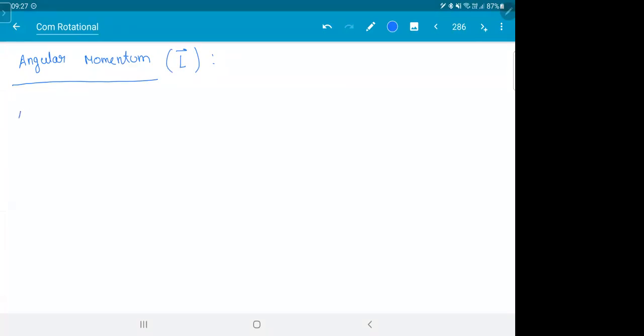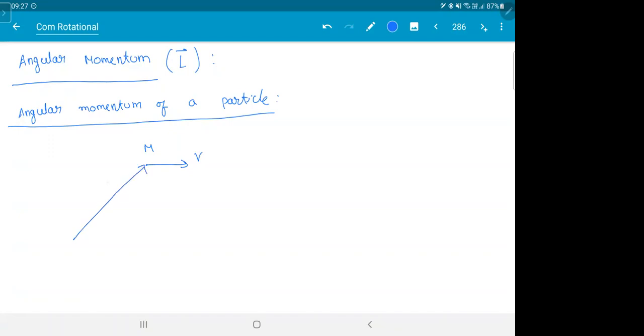So, L bar. The way we did for energy, we will do the same: first for a particle. Angular momentum of a particle. If a particle is going with velocity v and mass m, this is r bar. Here also the axis will be defined, just like torque. The angular momentum is given by m r bar cross v bar.